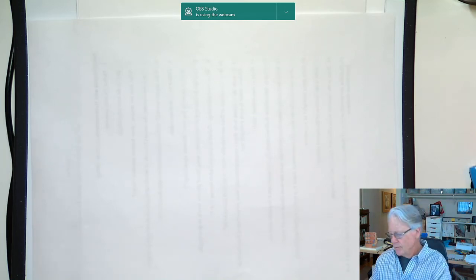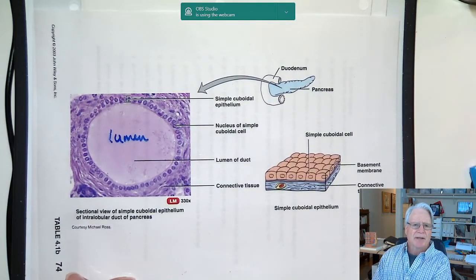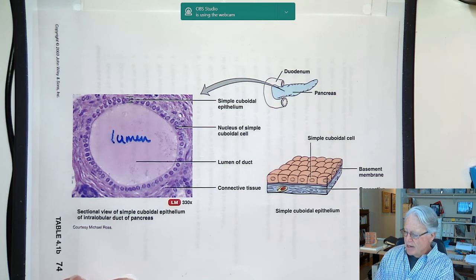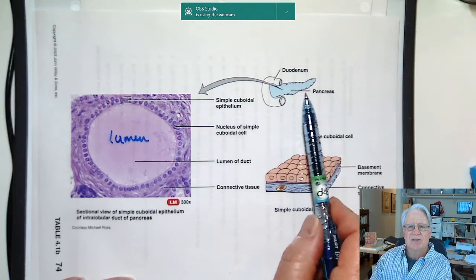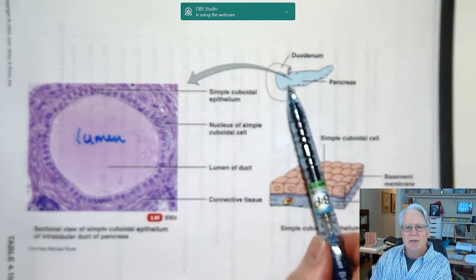The next type of tissue is simple cuboidal epithelium. Simple cuboidal epithelium, and that means we have a single layer of cube-shaped cells. And I draw your attention to this area of the picture. So here we are in the pancreas.